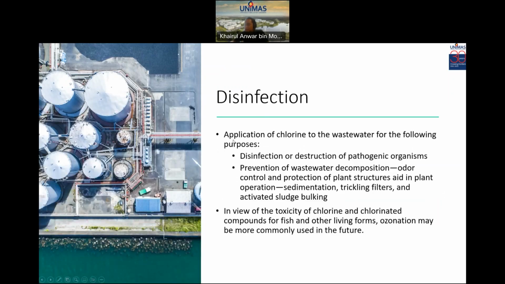Disinfection. Application of chlorine to the wastewater is for the following purposes: disinfection or destruction of pathogenic organisms, prevention of wastewater decomposition that leads to odor control, and protection of plant structures in plant operation, such as sedimentation, trickling filter, and activated sludge bulking. In view of the toxicity of chlorine and chlorinated compounds for fish and other living organisms, ozonation may become commonly used in the future.